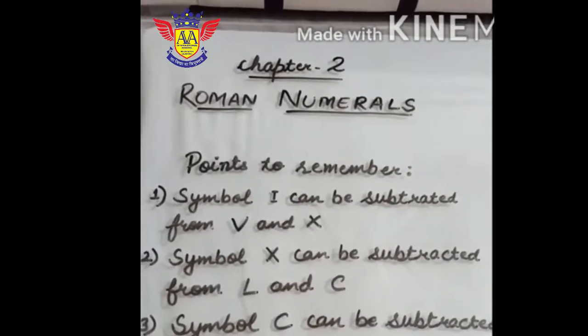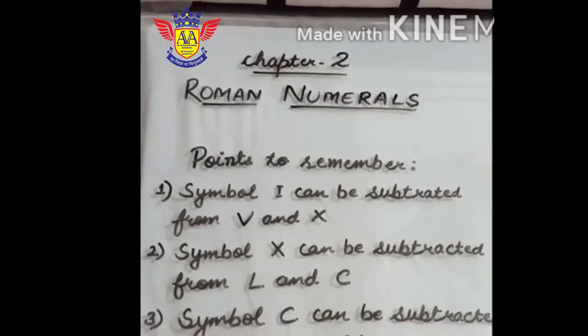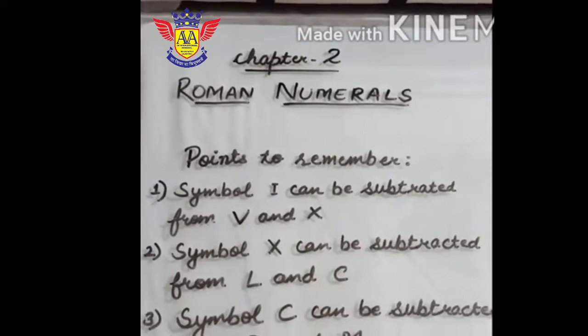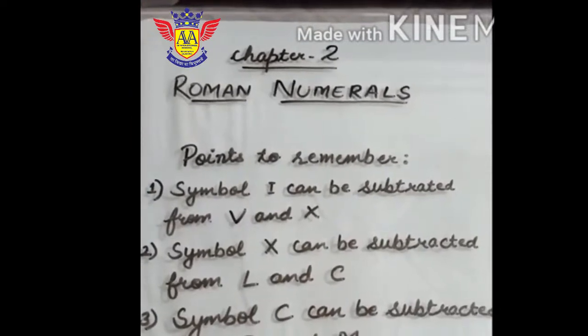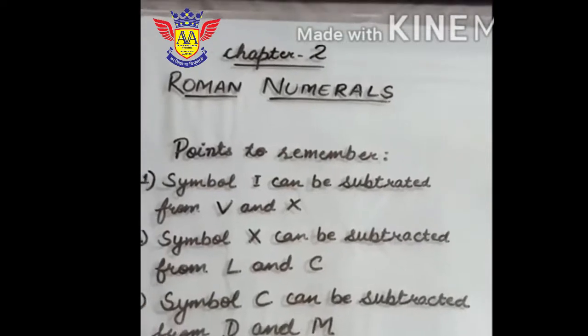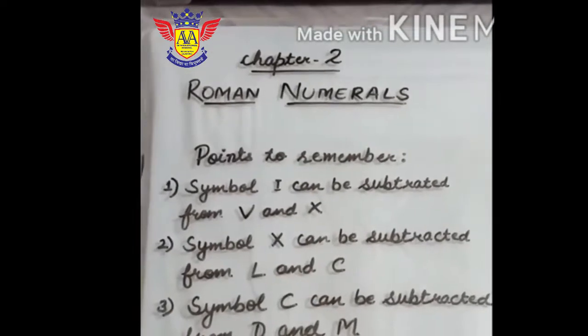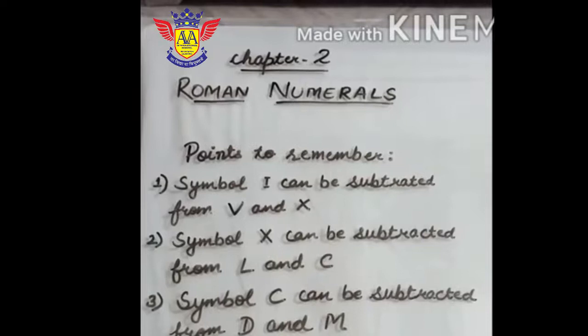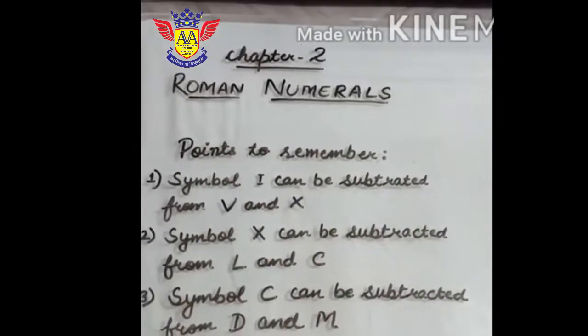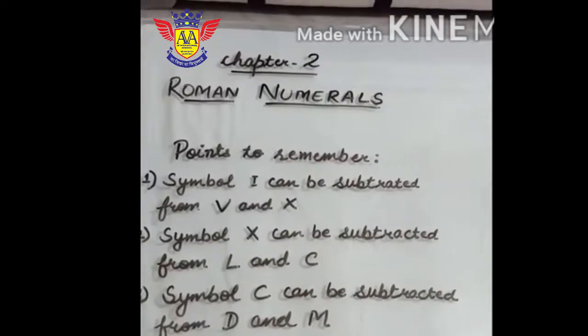If you remember, in rule 1 we saw that I and X can be repeated up to 3 times. But these are the 3 symbols which are never repeated. Similarly, in your chapter, you are doing the numerals up to 100. So numerals up to 100 can be written with the help of only 5 symbols, that is I, V, X, L and C.